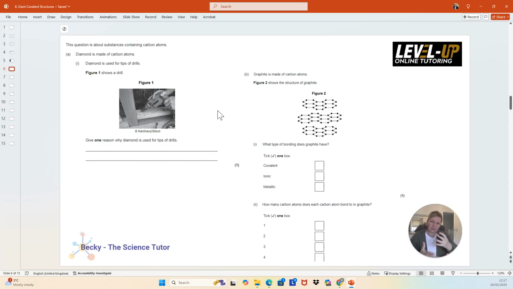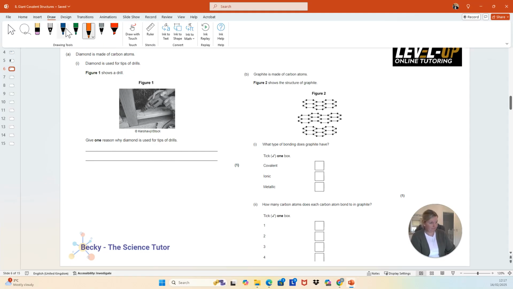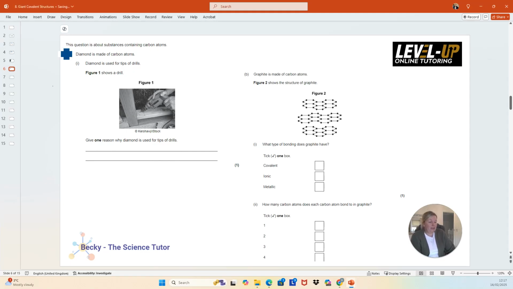or sometimes and quite often they ask about both because it's about that comparison. So first of all, we've got diamond, and it says it is used for the tips of drills, and give one reason why diamond is used for the tips of drills. And either answer that we spoke about here earlier, the fact that it is hard or it has a high melting point, either of those would be accepted.